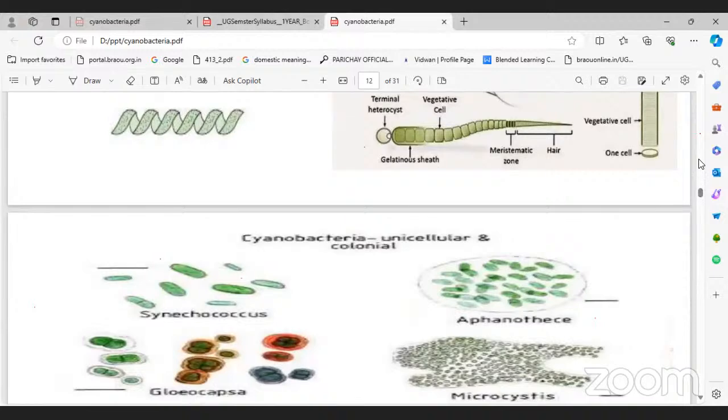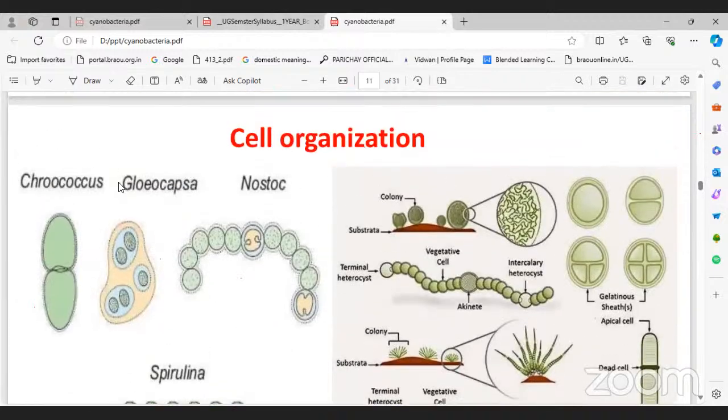So these are the headings. These are the thallus organization diagrams. Just now we have discussed them already. Unicellular, filamentous, Spirulina. This is also filamentous unbranched. So here different types of thallus are given. These thallus diagrams are present in our book also.